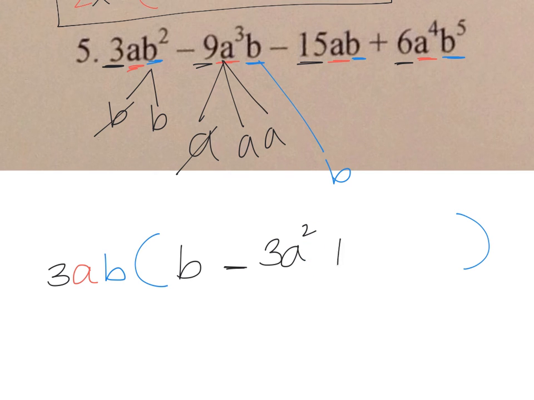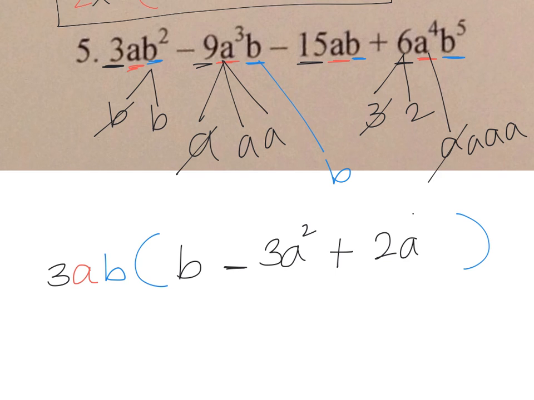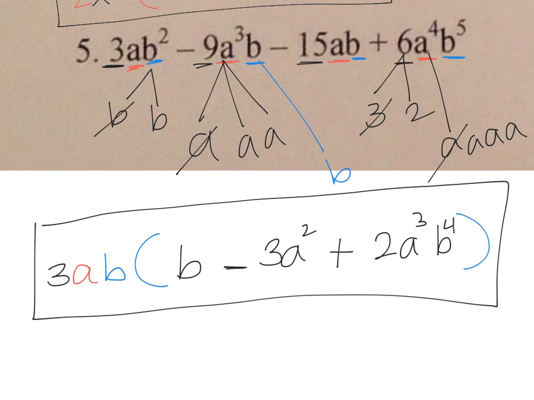Now let's move on to the third term, so plus. 6 is 3 times 2. I factored out the 3, this one over here. So what's left is the 2. Now let's think of the A's. A to the power 4 means A times A times A times A, 4 of them. I took one of them out. So how many A's are left? A to the power 3. B to the power 5 means there are 5 of the B's. I took one out, so how many are left? 4 of them. So B to the power 4. So that would be my factored form.